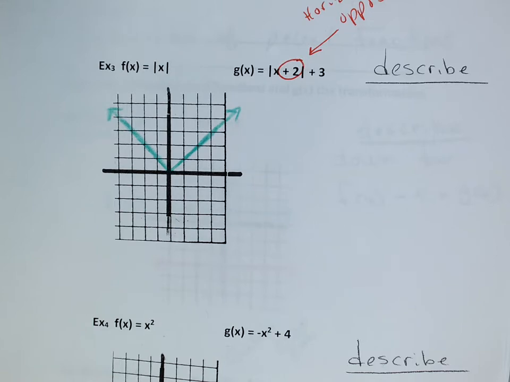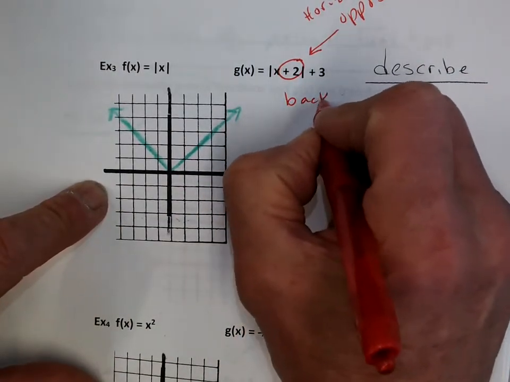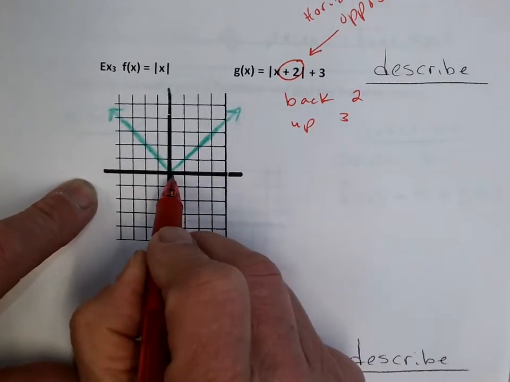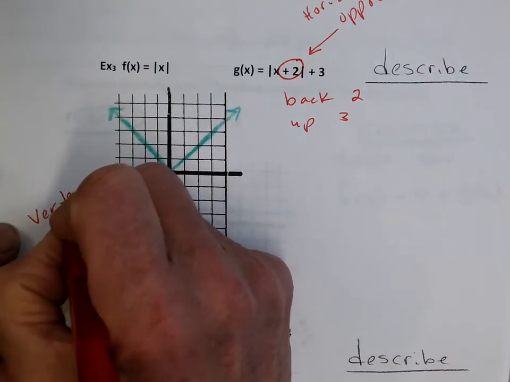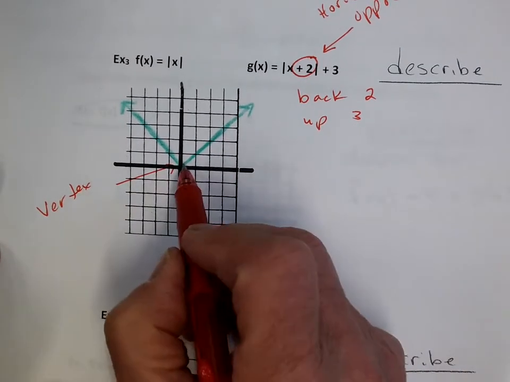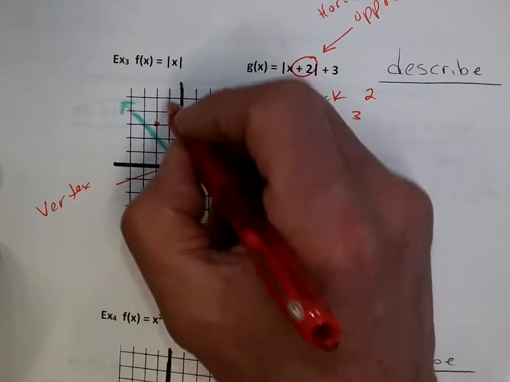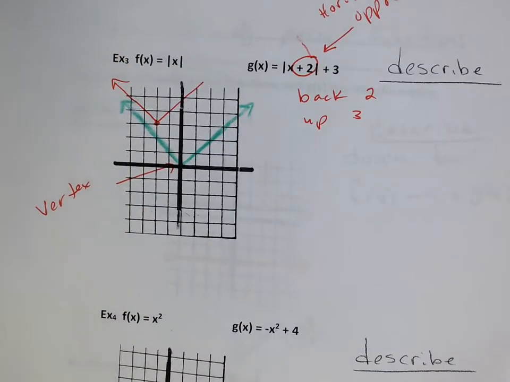So what I'm going to do is take this graph and move it back 2 and then up 3. So to move it, let's just take the vertex. This is called the vertex. The vertex is that point right there. So let's take the vertex, move it back 1, 2, and then up 1, 2, 3. How's that?